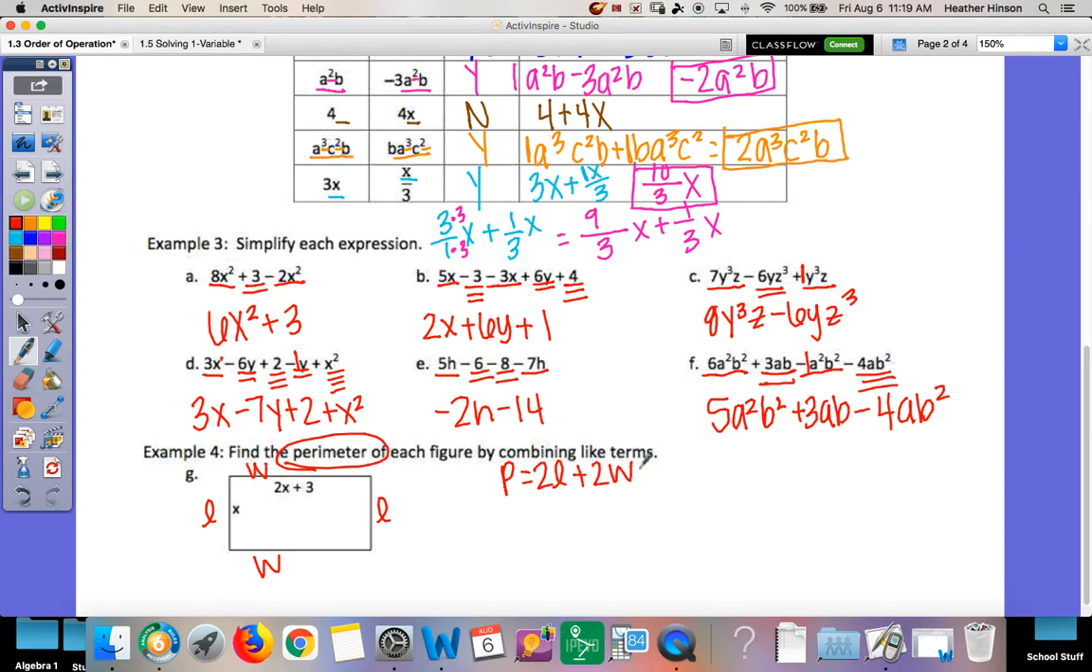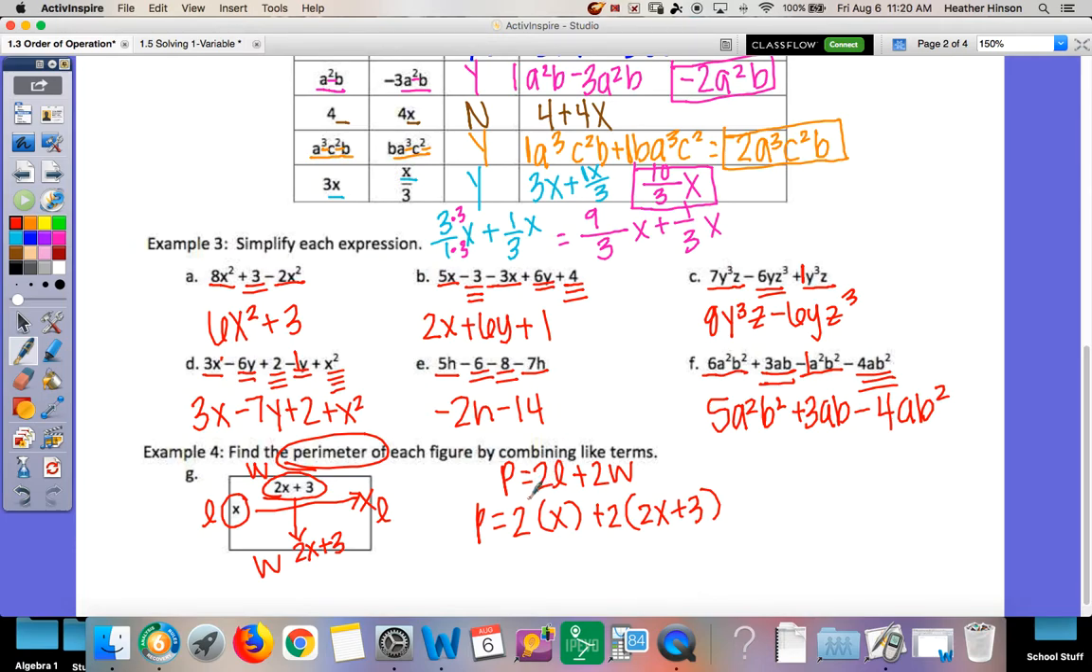So 2L plus 2W. So what is our length? Our length is x, and that carries over to this side. The side would be x as well. So I'm going to plug that into L. Our width is 2x plus 3, and that carries down as well. So both of our widths are 2x plus 3. And then we just solve it.